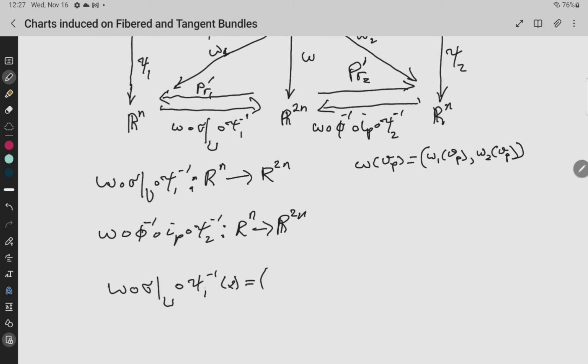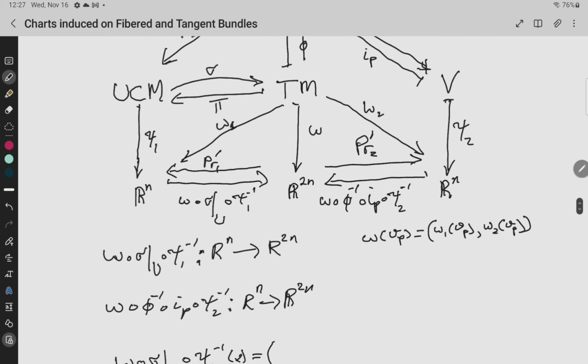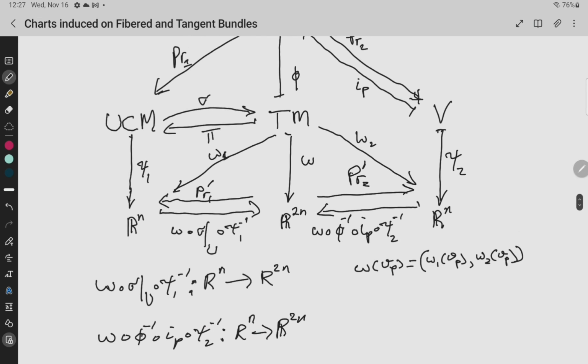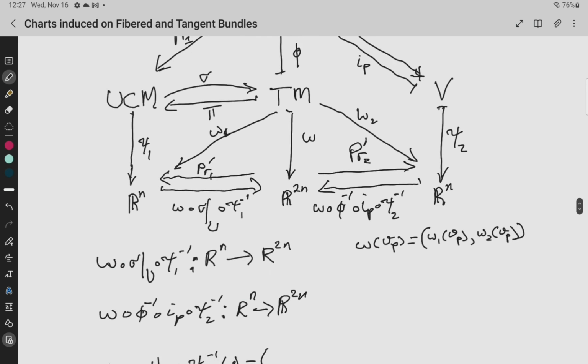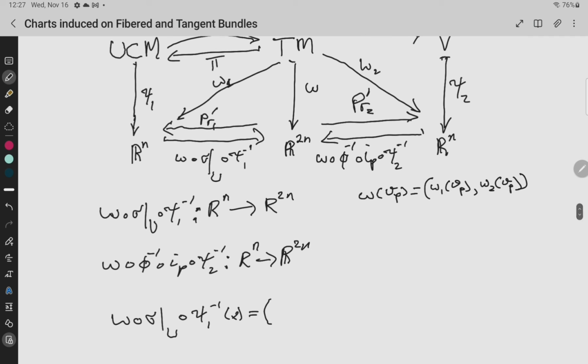Composite that with the psi 1 inverse x. So what I just wrote down is equivalent to f of a, the left hand side of this equation. So there should be two components on the right hand side here. The first component is going to be psi 1 projection 1 phi. So that's just omega. Okay, psi 1 p1 phi is equal to omega, and then composite that with the restricted section sigma on U, composite psi 1 inverse of x.